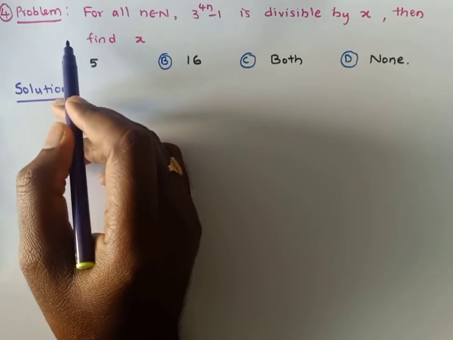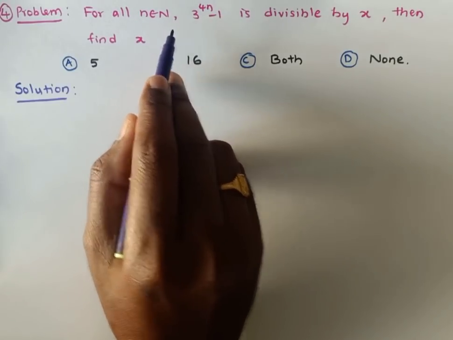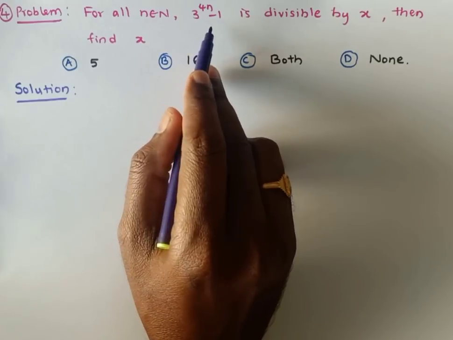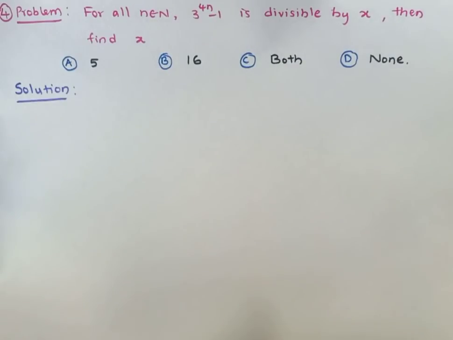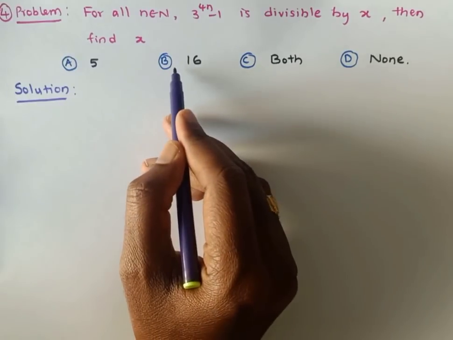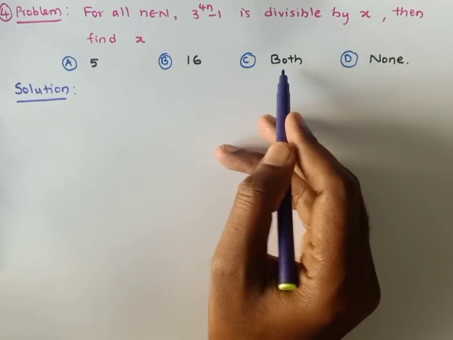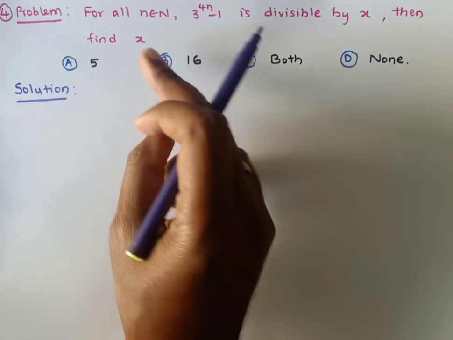So let's see the fourth problem, a very interesting one. For all natural numbers n belonging to N, 3 to the power of 4n minus 1 is divisible by x. Then find the value of x. So here some options are given. The first option is 5, second option is 16, third option is both, and D is 9. This type of problem can be solved by using the options also. If it is a descriptive question, then you need to write the procedure. Otherwise, you can simply check.